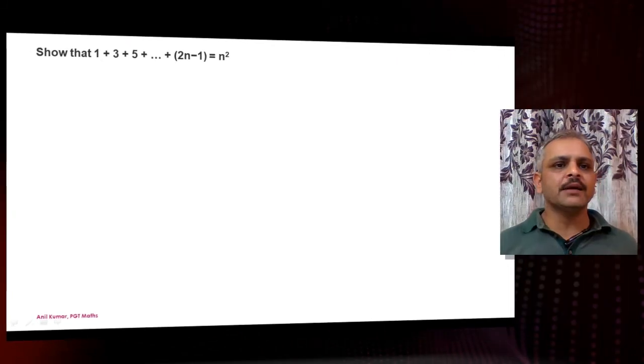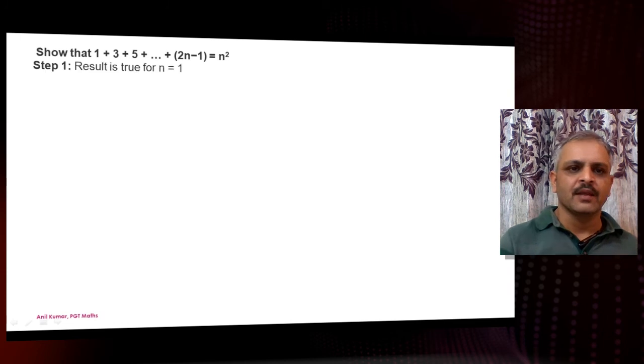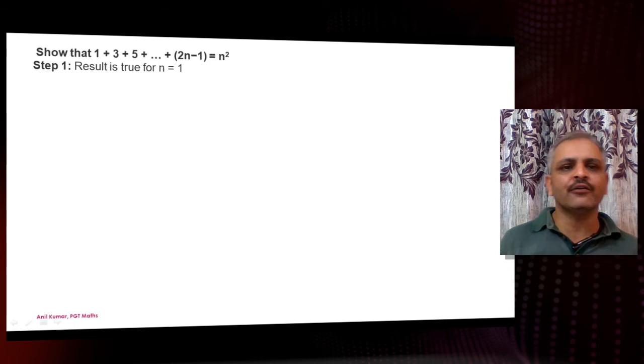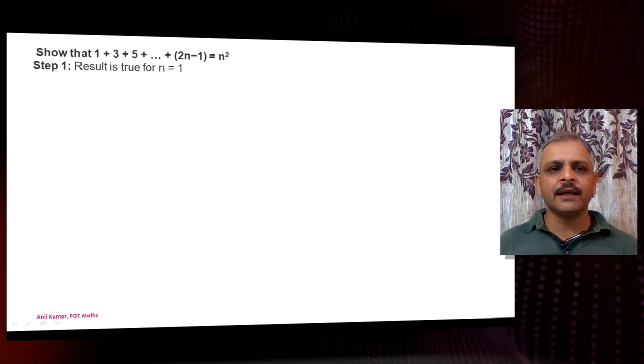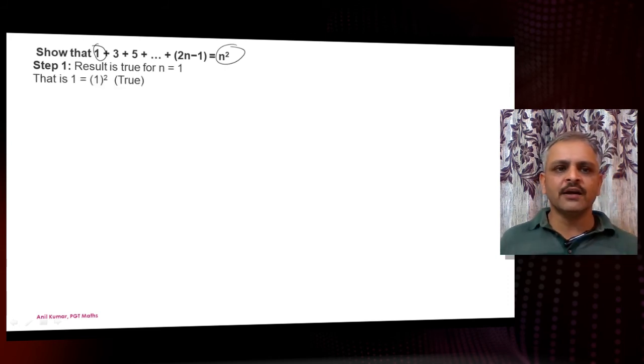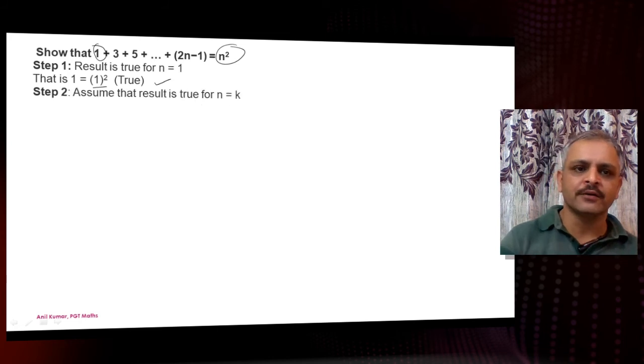Our next statement is: show that the sum of the odd numbers 1 plus 3 plus 5 up to 2n minus 1 is equal to n square. So same way we will have three steps. First step we will do is check the result for n is equal to 1. So if I take n is equal to 1, this side it will be 1 and this side it will become 1 square. So is 1 equal to 1 square? Yes, that means it is true for n is equal to 1.